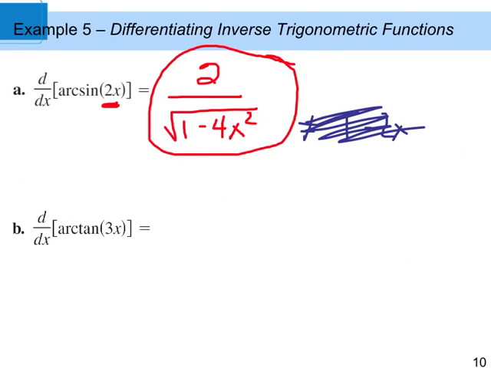Okay, next, the derivative of the arctangent of 3x. Again, this is the arctangent of u. So look at your formula and try to do this yourself first. The derivative is u prime over 1 plus u squared.